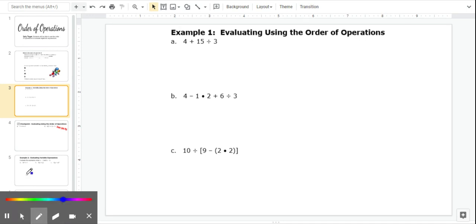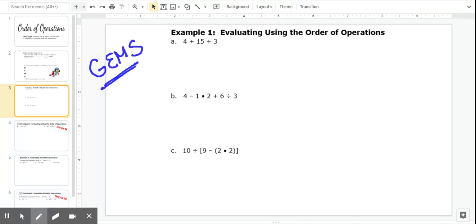Let's go through some examples together. So before we get started, just off to the side of my screen, I'm going to rewrite that acronym because I'm going to refer to it several times. So problem A says 4 plus 15 divided by 3. I'm going to go through the steps of GEMS. G stands for grouping symbols. There are no grouping symbols in this problem. There's no parentheses, no brackets, nothing else going on.